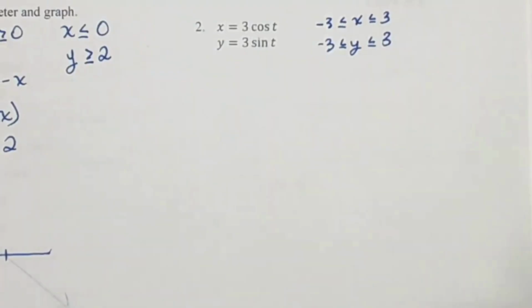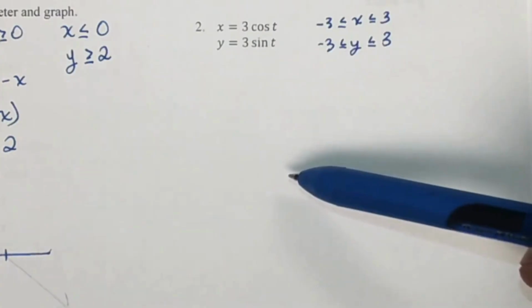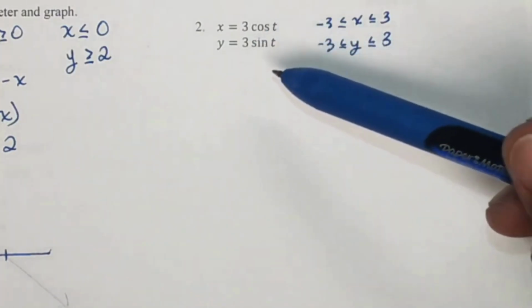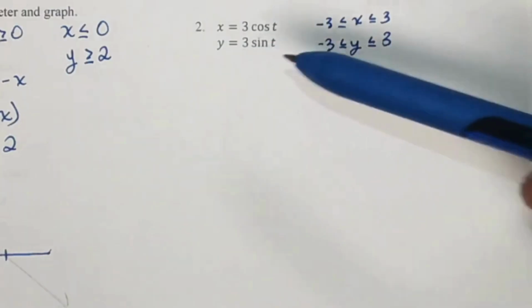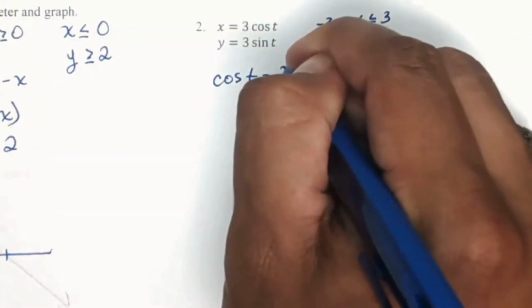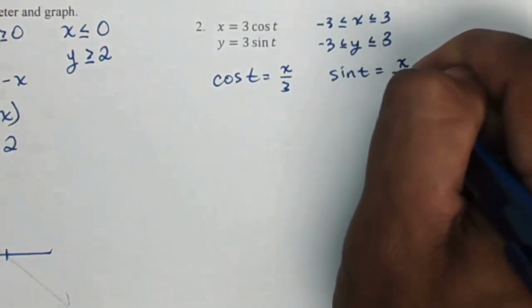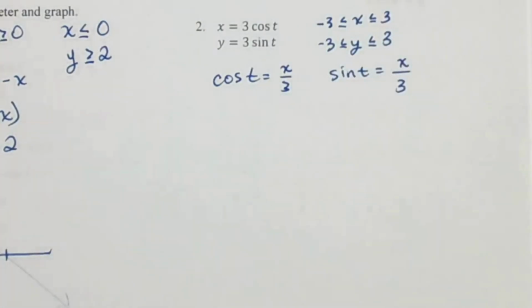So now I need to eliminate the parameter. The only way to solve these for t is by doing inverse cosine. So I don't want to do that. What I could do is solve each of these for cosine and sine. So cosine of t equals x over 3. Sine of t is also equal to x over 3. And then I need to figure out what's some relationship between cosine and sine. Is there an equation out there that has both cosine and sine in it?